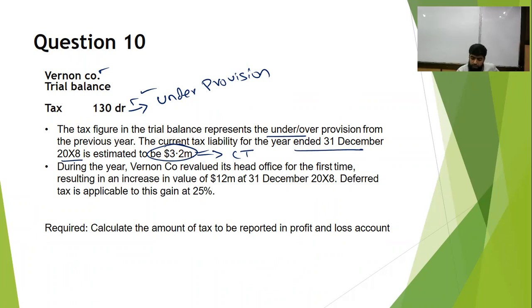During the year, Vernon revalued its head office for the first time, resulting in an increase of $12 million. It means there is a revaluation surplus of $12 million. Deferred tax is applicable to this gain of $12 million, calculated at 25%. Now what you have to do is calculate the amount of tax to be reported in the profit and loss account.